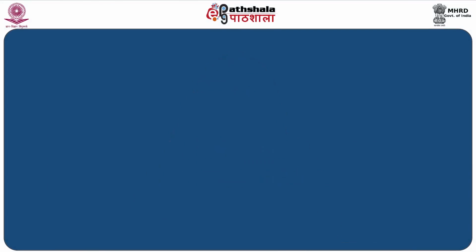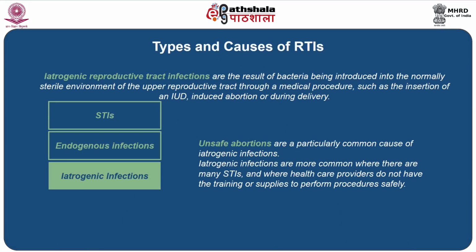Now let us look at what iatrogenic reproductive tract infections are. Iatrogenic reproductive tract infections are the result of bacteria being introduced into the normally sterile environment of the upper reproductive tract through medical procedures such as the insertion of an intrauterine device, induced abortion, or during delivery. Unsafe abortions are a particularly common cause of iatrogenic infections.